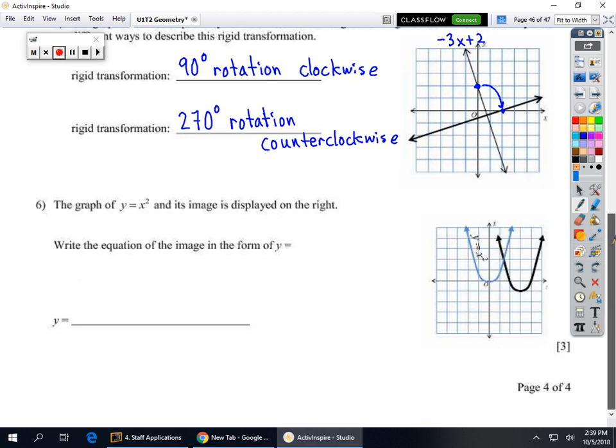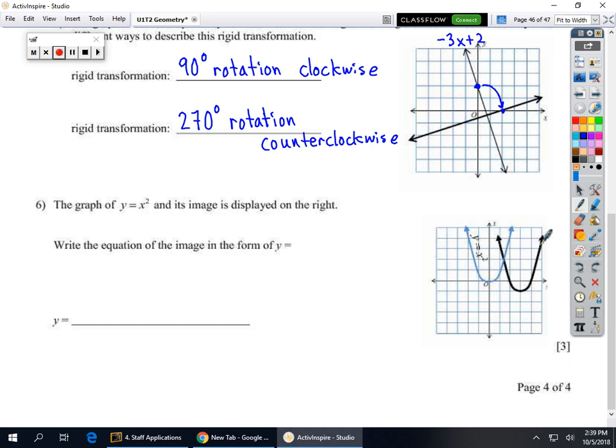All right, now one last problem. So this is the graph of y equals x squared and its image displayed on the right. Write the equation of the image in the form of y equals. So x squared is this one here. It's kind of like bluish gray. The new one is this.